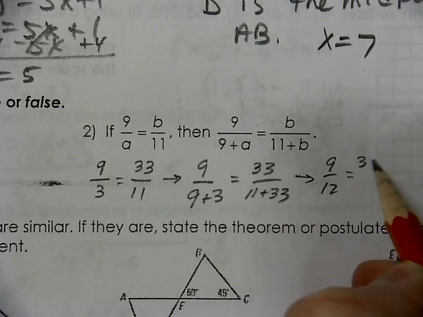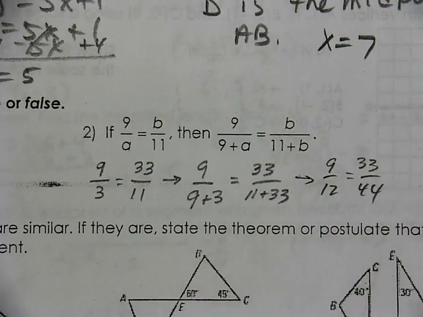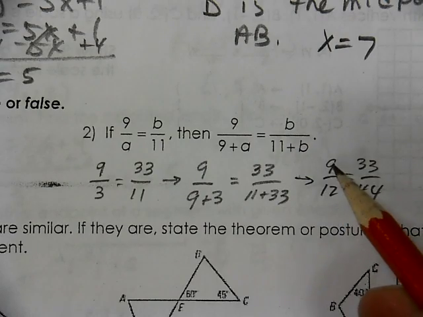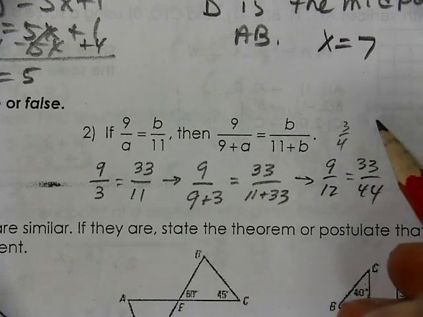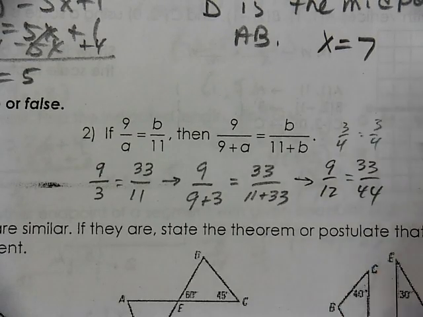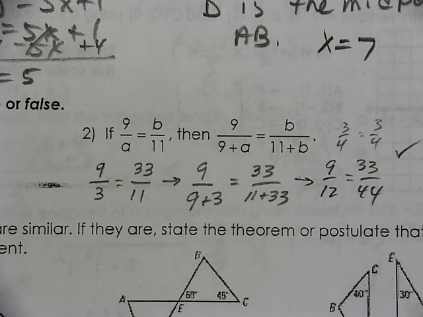This is going to become 33/44. This would reduce. 3 goes into that 3/4 times. 11 goes into that 3/4 times. It worked. So if you can't remember the properties, you can always plug in numbers to test them.